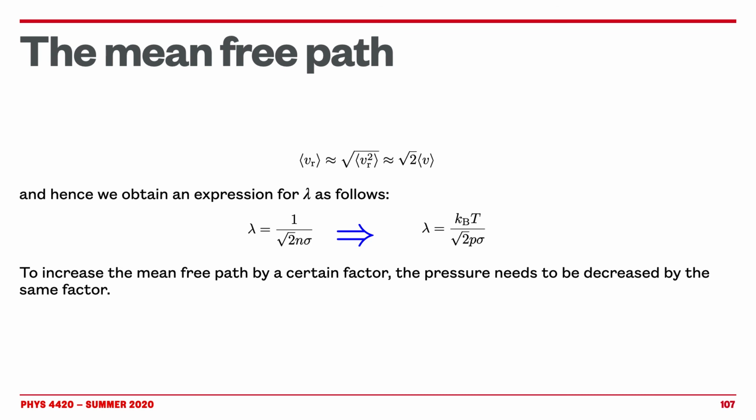Now, be careful about what you say about temperature here. Temperature is on the numerator, but pressure also depends on temperature. So we have to be careful about how we make a conclusion about how a change in temperature will change the mean free path, because we have to be careful how pressure changes too.